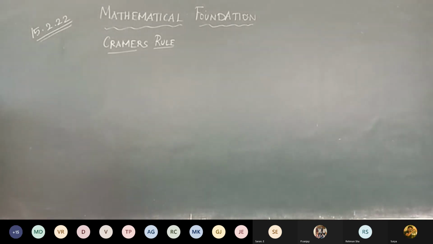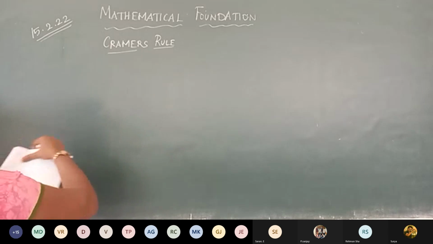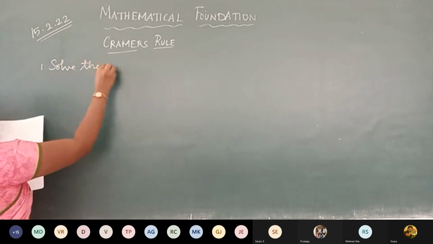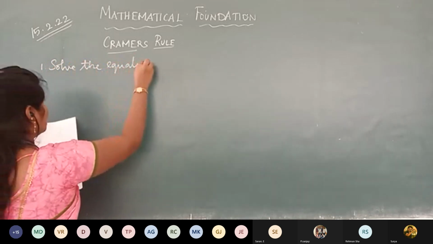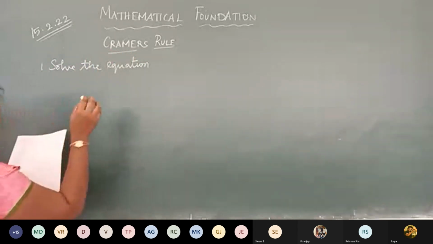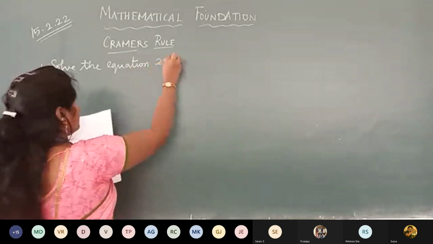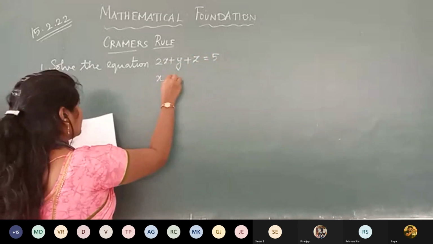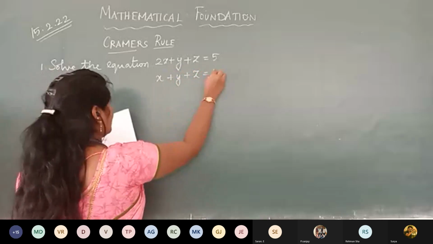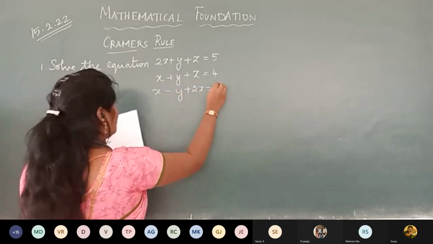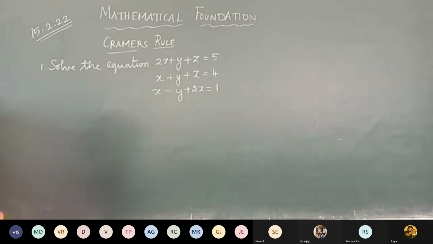Okay, so write your question. Solve the equation using Cramer's rule. Put today's date and write it. Your equations are 2x plus y plus z is equal to 5, and x plus y plus z is equal to 4, and x minus y plus 2z is equal to 1. Okay, so these are the 3 equations which are given.